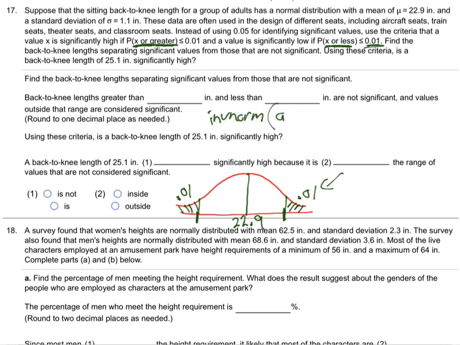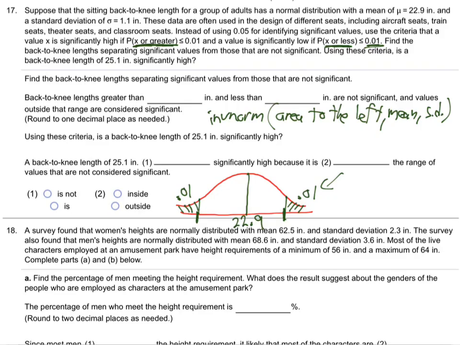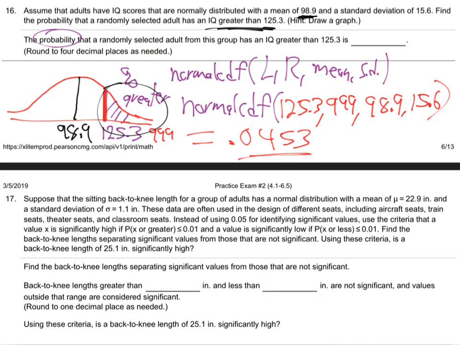And what do we do for inverse norm? Area to the left, comma mean, comma standard. Right, that's how we always use inverse norm. It's back on the notes here, 16, 17, 18. That's where we're at, right? Notice they give a mean and a standard. When they ask for a percent, that was the other one. We're on 17. So on 17, they give me percentages already. They're giving me the 1% top and bottom. Then you do inverse norm, area left, mean, standard.